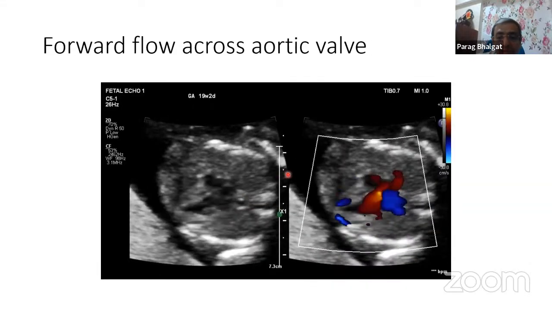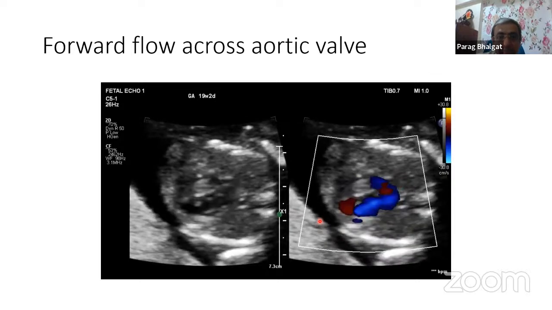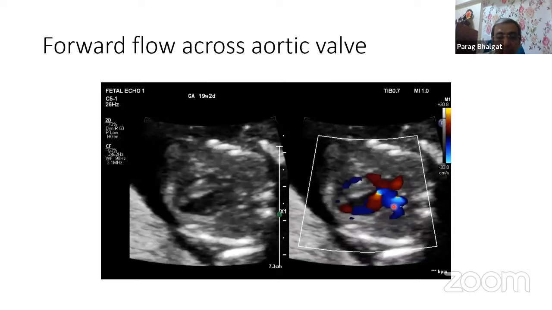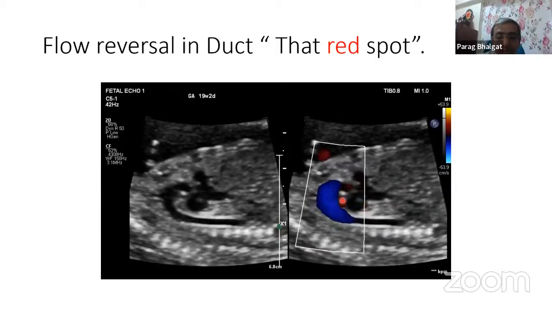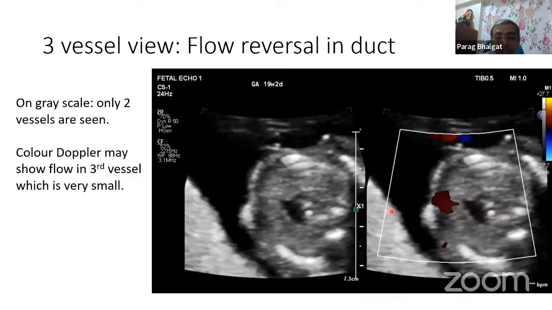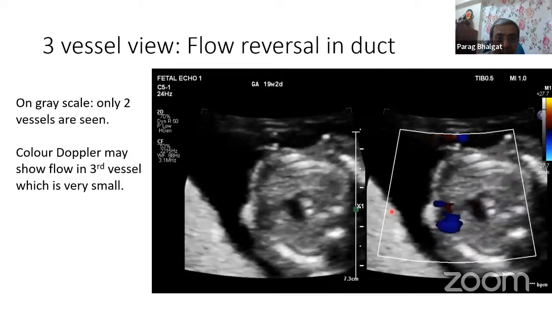So forward flow in aorta, LA, LV, aorta. This is the forward flow across the aortic valve. And this is the flow reversal in the duct. Aortic arch, duct. This is the red duct. Okay, flow reversal in the duct is an important thing to demonstrate. Just see this image again and again, how aortic arch and flow reversal in duct. Again, showing flow reversal in the duct.